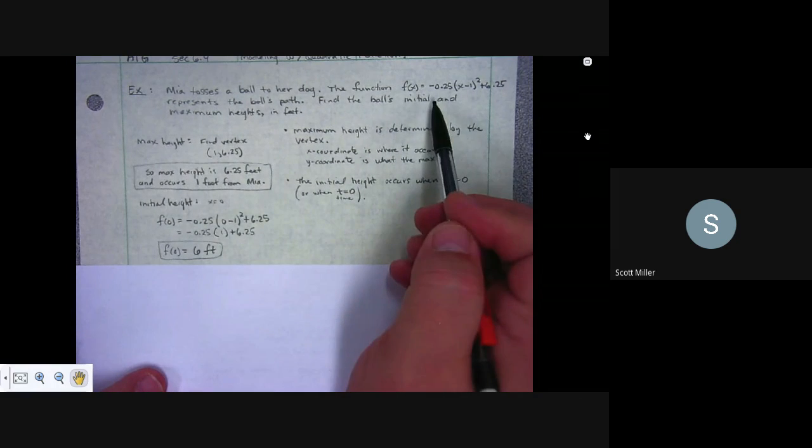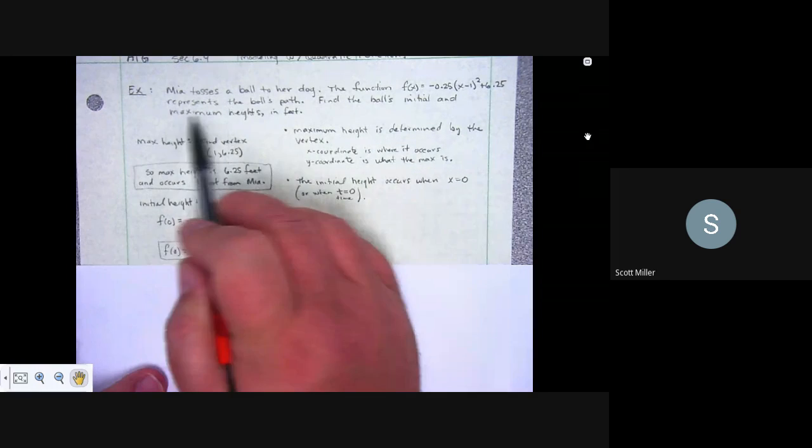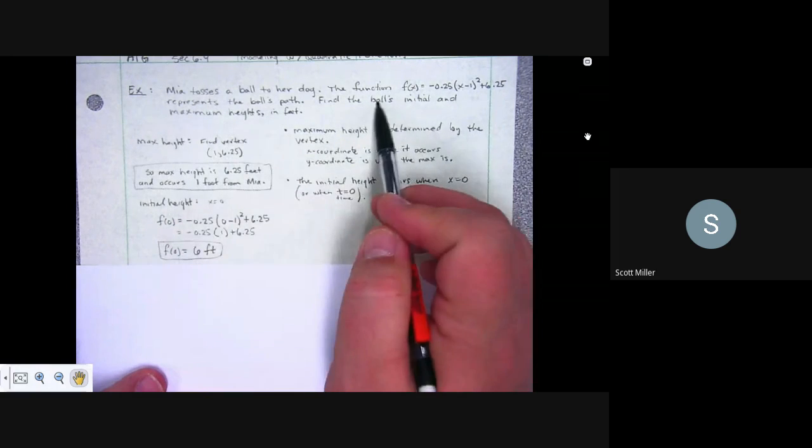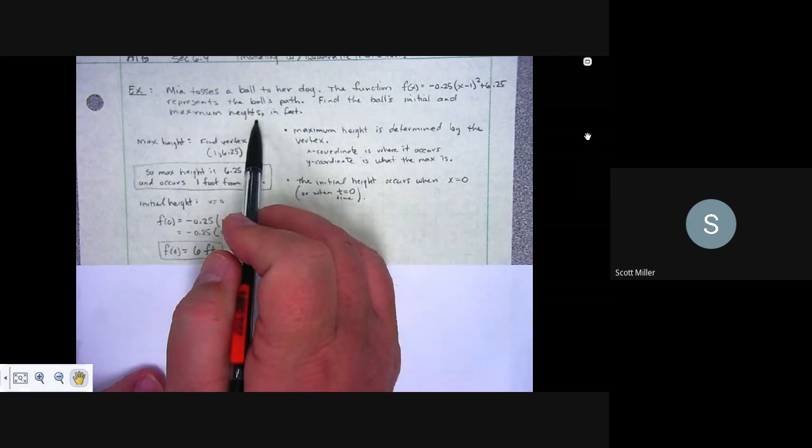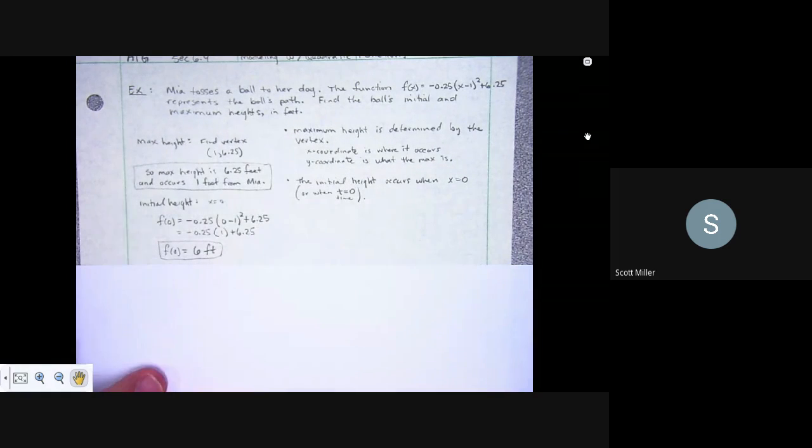Notice in all these cases, in the problems themselves, I'm asking, what does it mean? What does it mean to be the initial height? What does it mean to be the maximum height? Therein lies the process that you follow to solve it. All right, one more example. This is on page 342 of our textbook, but I'll show it to you.